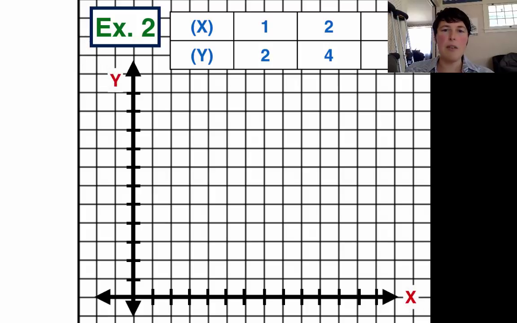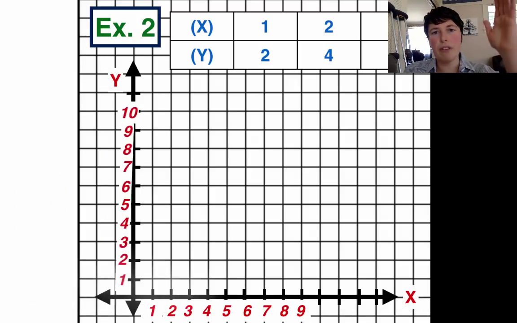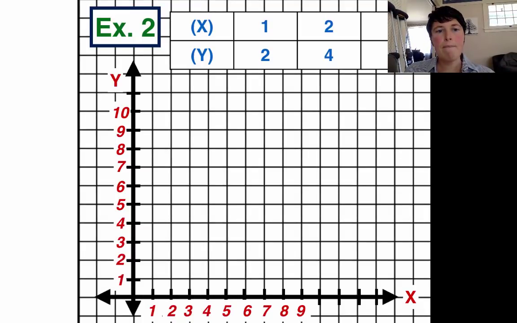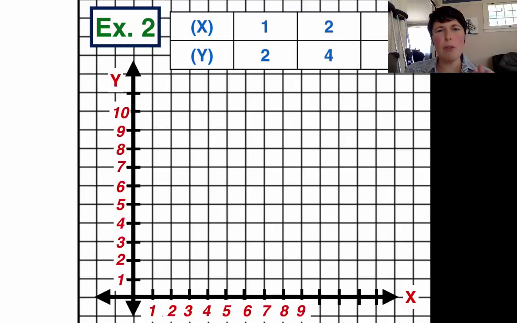I'm going to number it the same way I did before with the 1, 2, 3, 4, 5, and same thing going up, 1, 2, 3, 4, 5, all the way to 10. Again, those scale numbers and the x and the y labels, so important. Make sure your graph is really nice and neat. Always pause the video when you're graphing because you want to take your time. You don't want to rush it.